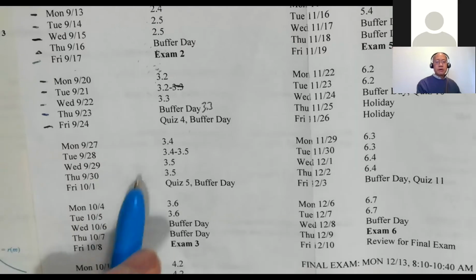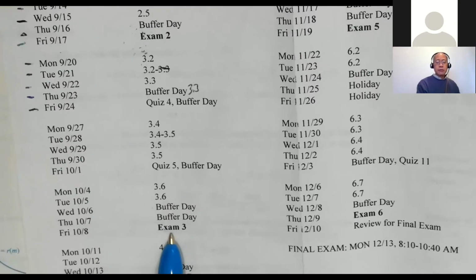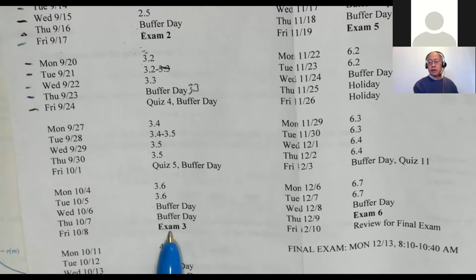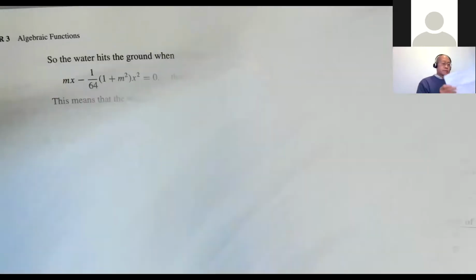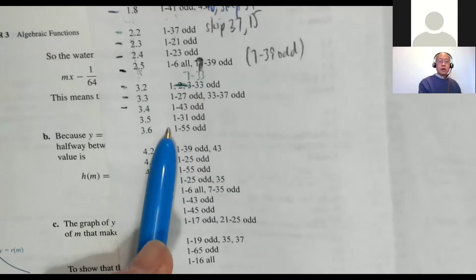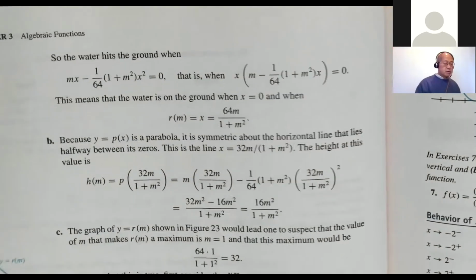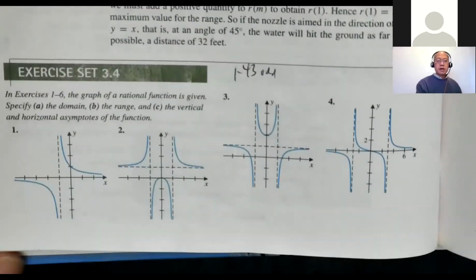Okay. And by the way, believe it or not, when we get to October 8th, that's our third exam out of 6. So by the time we reach there, we're already halfway through the course. Right now we're roughly a third of the way through, a little bit more. Okay, so let's see, 1 to 43 odd. So page 168, 1 to 43 odd.